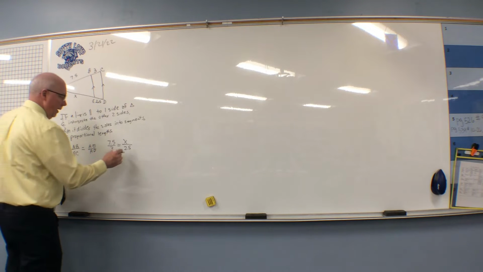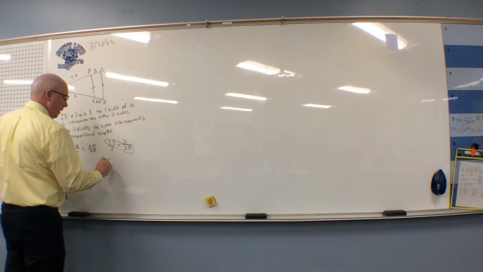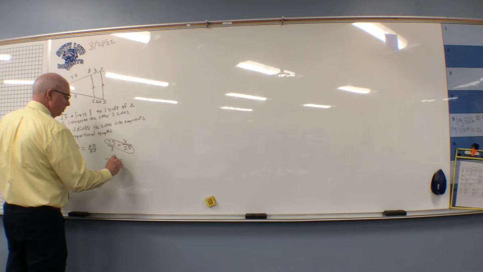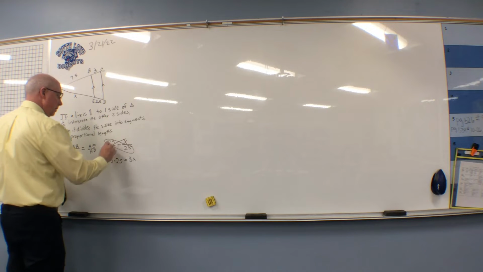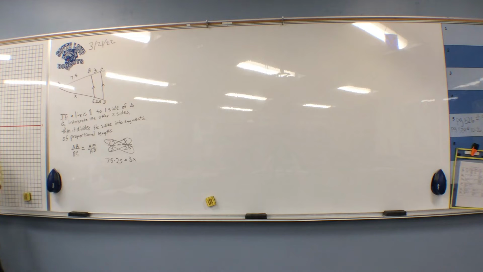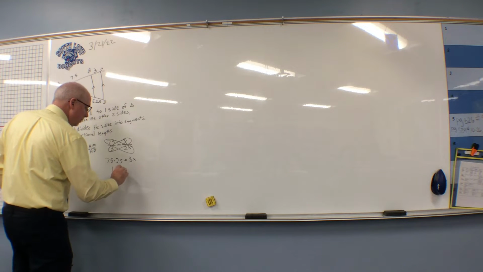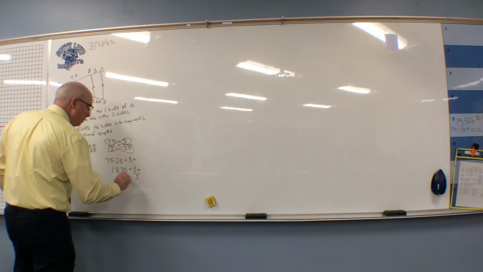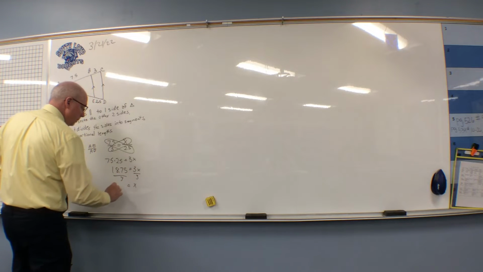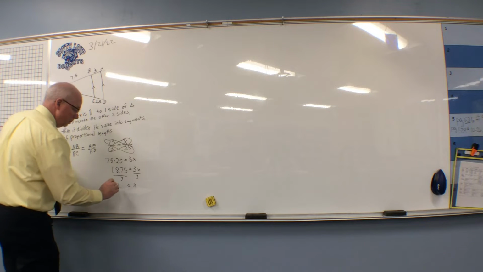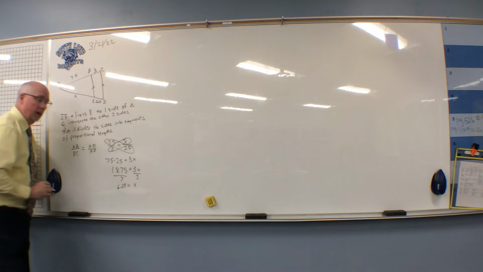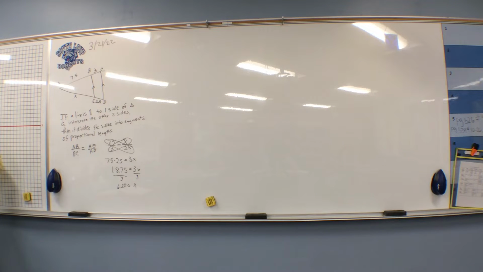So now I cross multiply. Can you tell me what 7.5 times 2.5 is? Use your calculator, please, just to make sure that we get it right. 18.75. 18.75 equals 3x. Now we divide both sides by 3. What do we get x to be? 6.25. 6.25, okay? Do you see that? Okay. Yes, Kyle, you have a question?